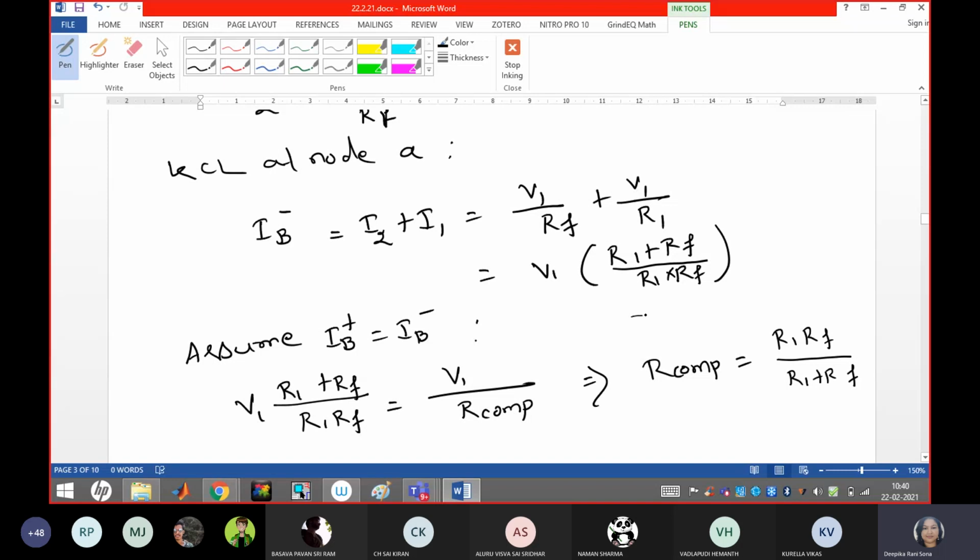So this is the resistor we are using to compensate the effect of input bias current. By properly selecting R comp, R comp is nothing but it depends upon R1 and RF only. So if you properly select R1 and RF, automatically that R comp will compensate the effect of the bias current. Guys, you got up to this? This is all about your input bias current.